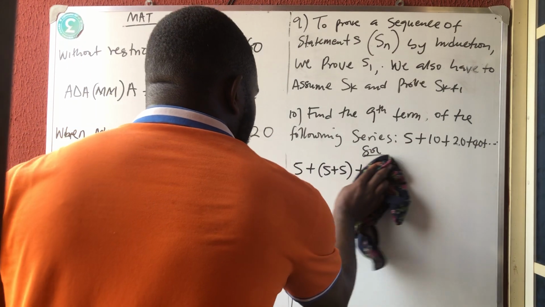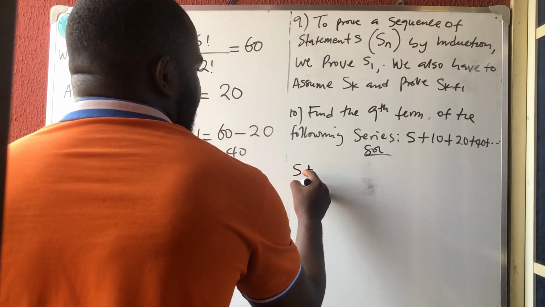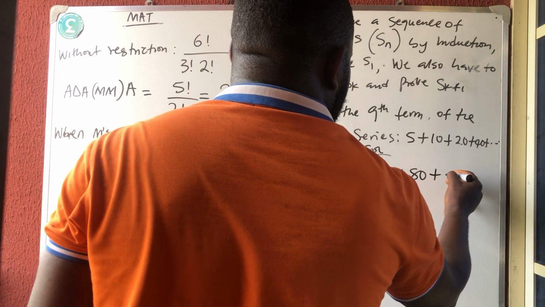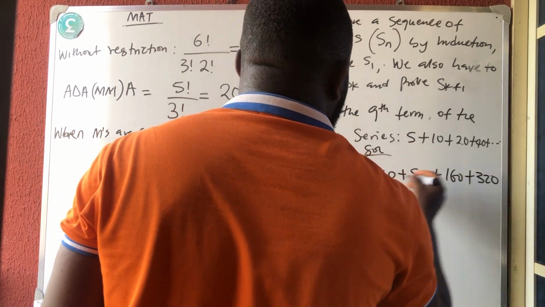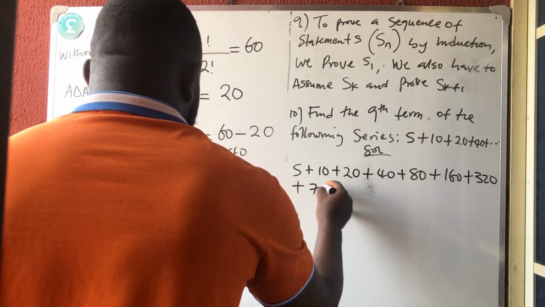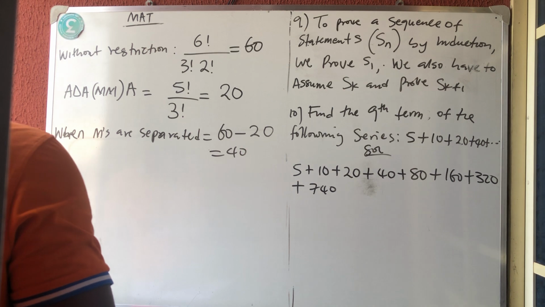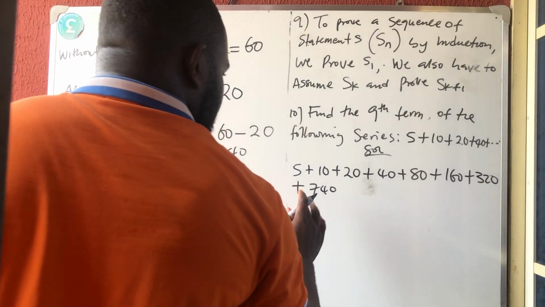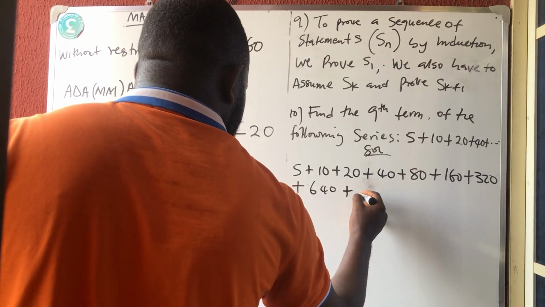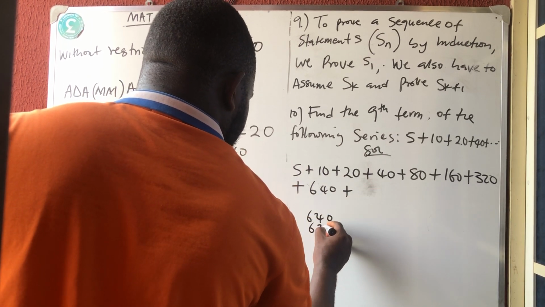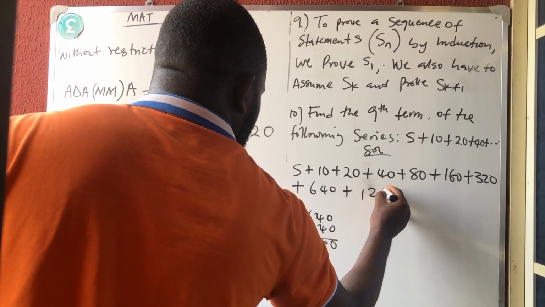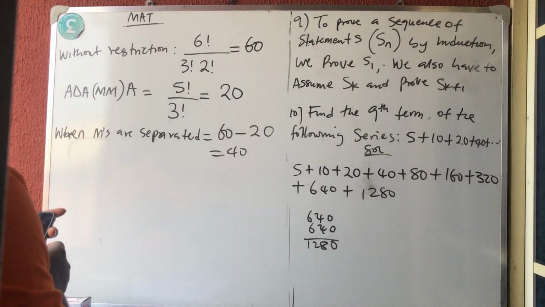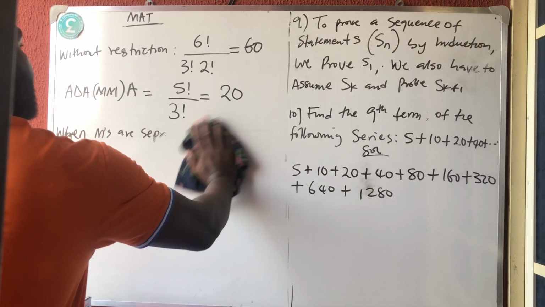In fact, let me just write it straight. I'm having 5, 5 plus 5 is 10, 10 plus 10 is 20, 20 plus 20 is 40, 40 plus 40 is 80, 80 plus 80 is 160, 160 plus 160 is 320, 320 plus 320 is 640, 640 plus 640 is 1280. So counting 1, 2, 3, 4, 5, 6, 7, 8, 9, the ninth term there is simply 1280. Okay, that is that.